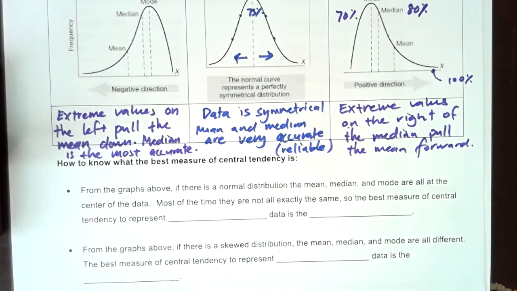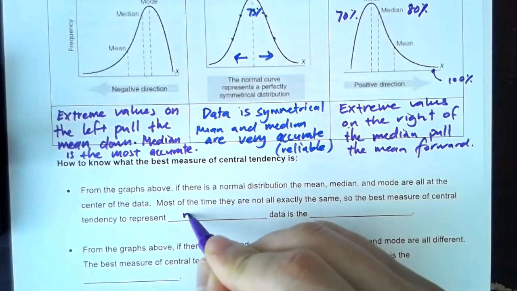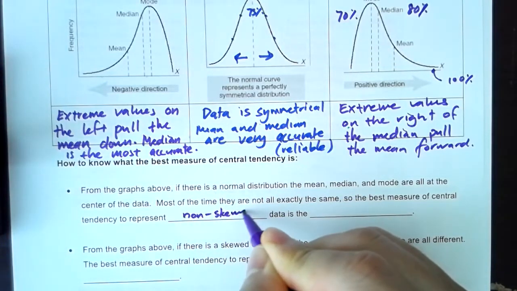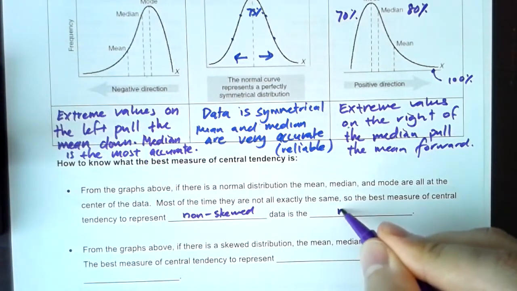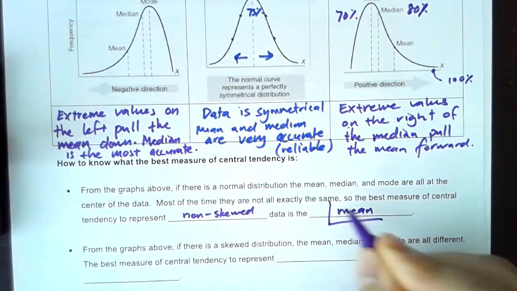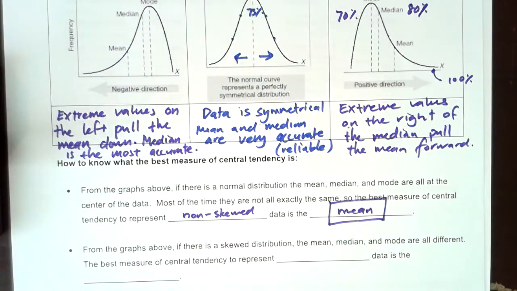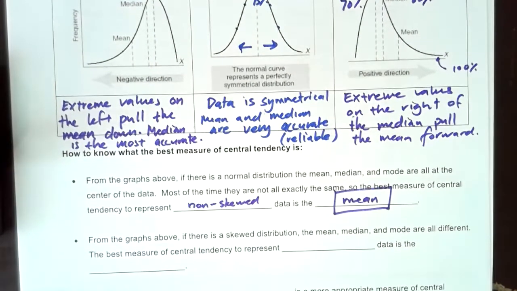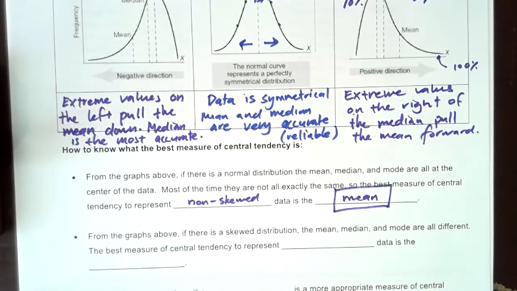So from the graphs above, if there is a normal distribution, the mean, median, and mode are all at the center of the data. Most of the time, they are not all exactly the same. So the best measure of central tendency to represent non-skewed data is the mean, right? The mean is king. We usually rely on the mean or the average the most because most often it does display decently accurately.